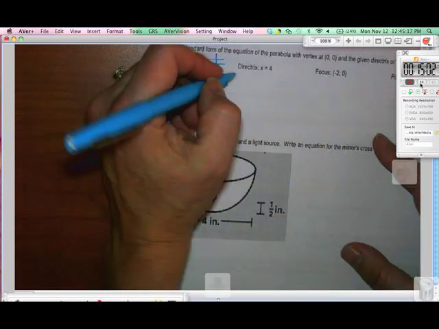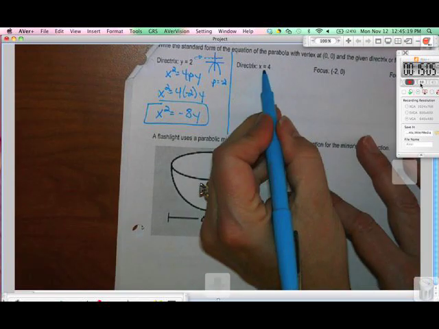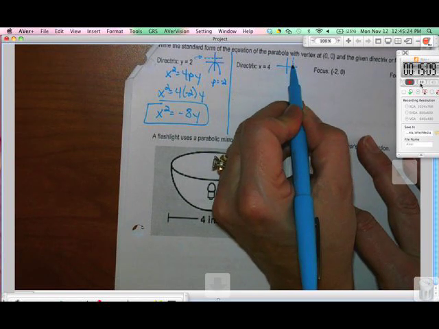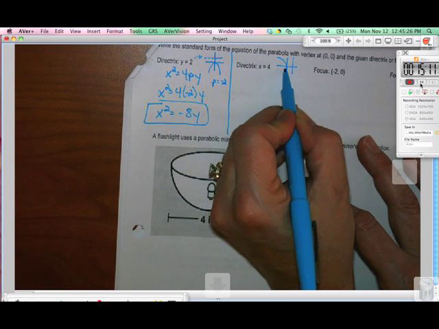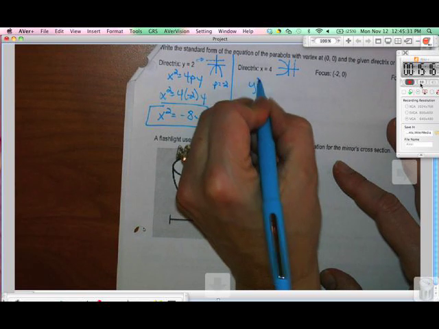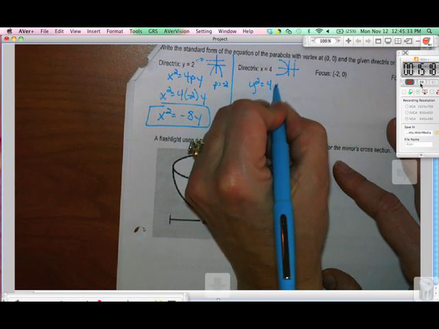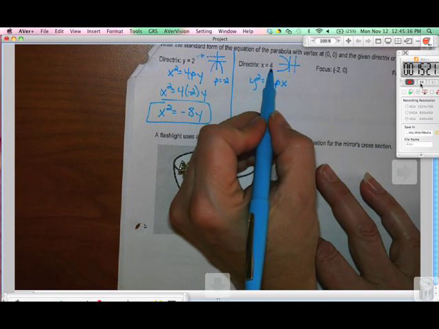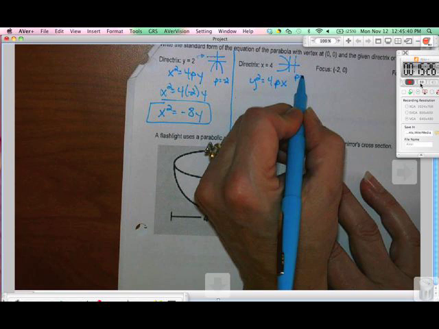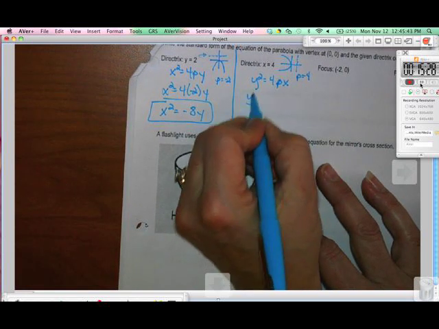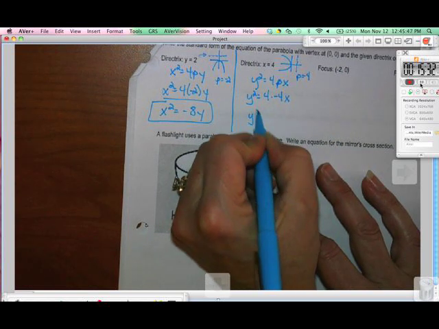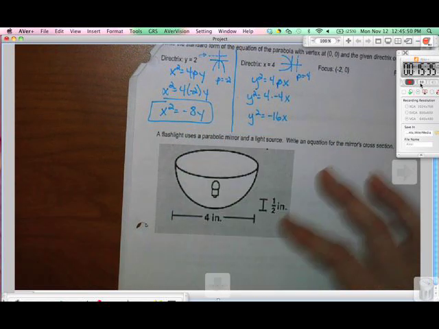All right, let's try another one. Let's think about this. This is a vertical line. So my directrix is over here, which means that my parabola opens left, which means it's the y squared standard form that I have to use. And remember, p is the opposite of whatever the directrix value is. So p is -4. I'm just going to plug that in, and y squared equals -16x. And there's my equation.